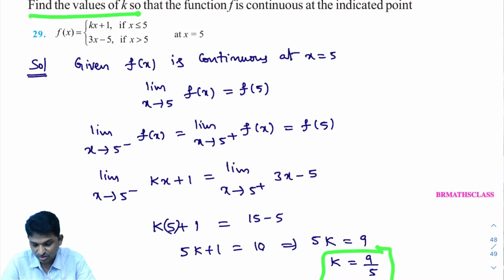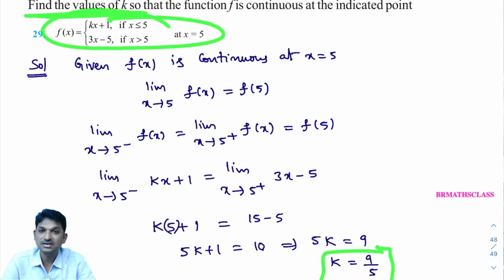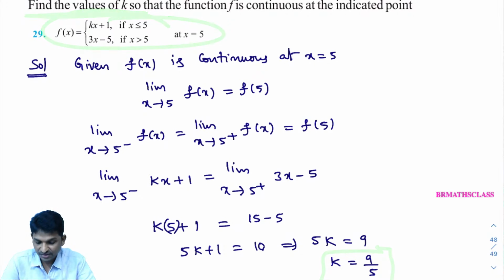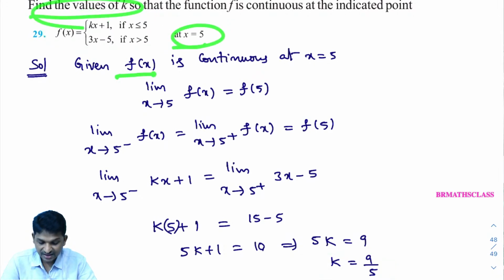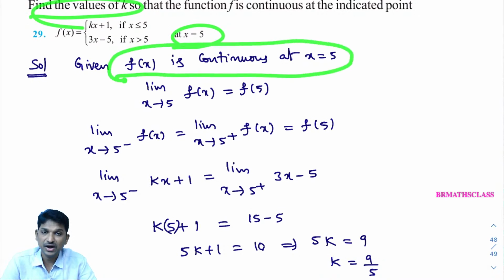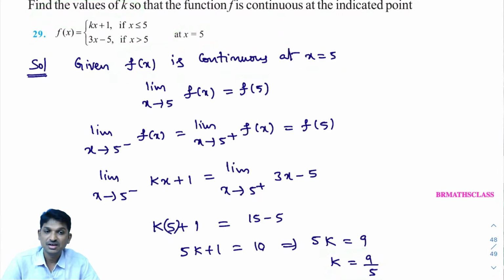Actually, what they are asking in the question is to find the value of k, and this is the given function, right? Find the value of k when the function is continuous at x equal to 5. I took that the function is continuous at x equal to 5 and I got that k value is 9 by 5. So with this, the 4 problems we decided to complete today, we completed. I hope you understand these problems. These are very easy problems.